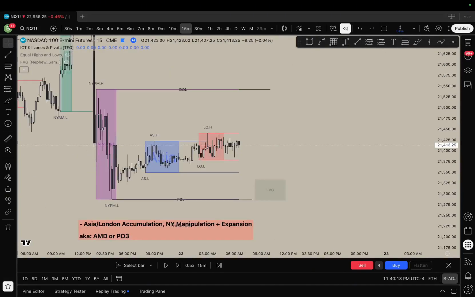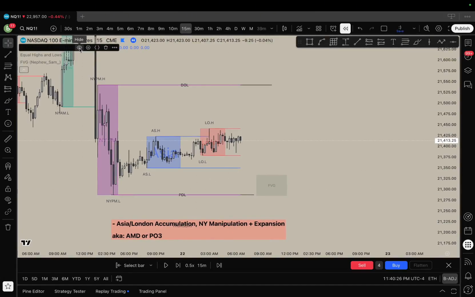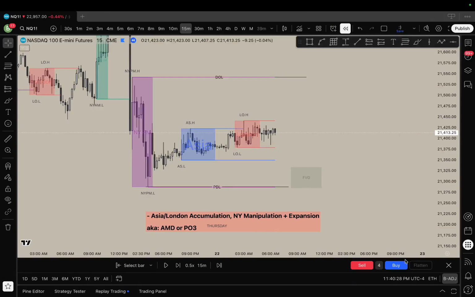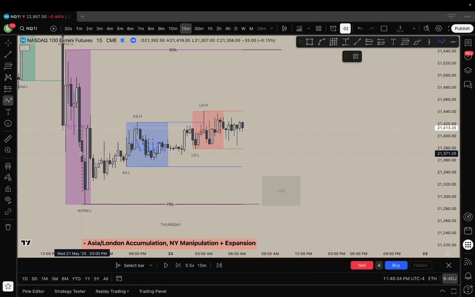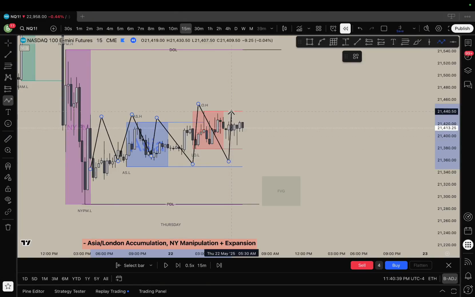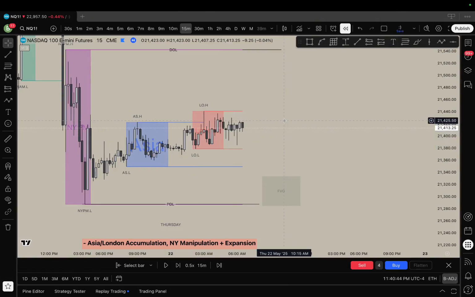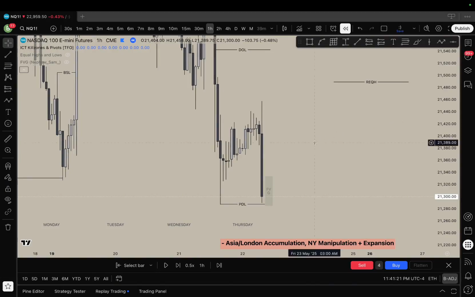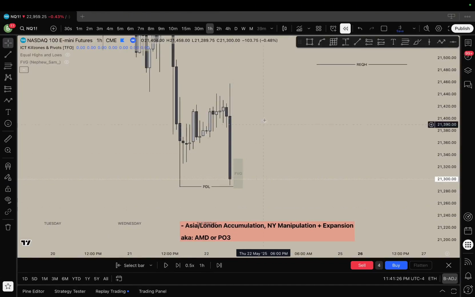Okay, so the next daily profile I want to go over is your Asia/London accumulation and then your New York manipulation and expansion, also known as AMD power of 3. In this example, we have a very clear overall accumulation after Asia has opened and London has opened. We are not going anywhere, not taking out any highs or any lows, and price is simply accumulating. Now what price ends up doing is trading lower, with the previous day low right here, and we go towards this low and hit it.